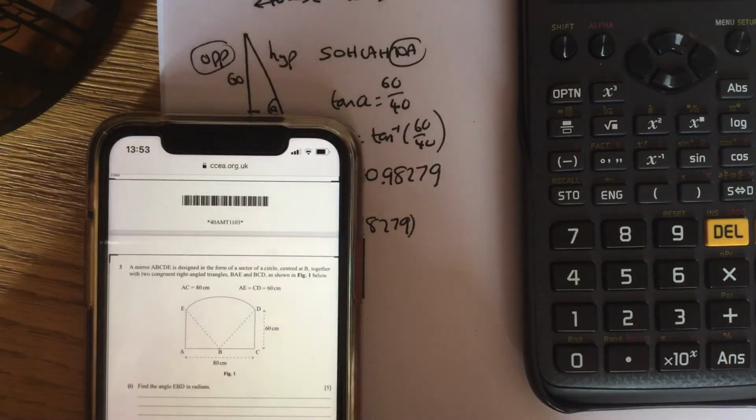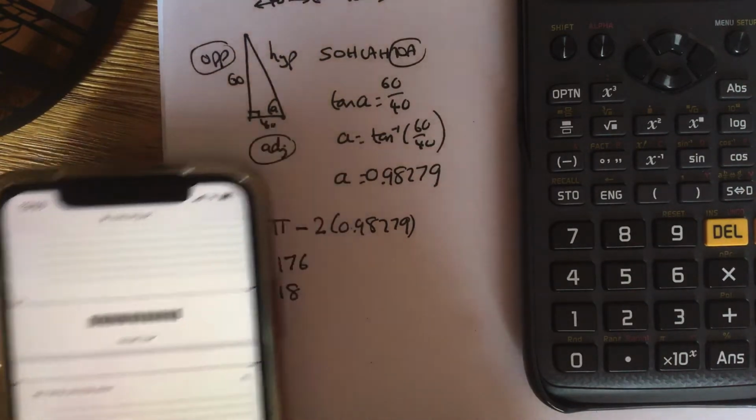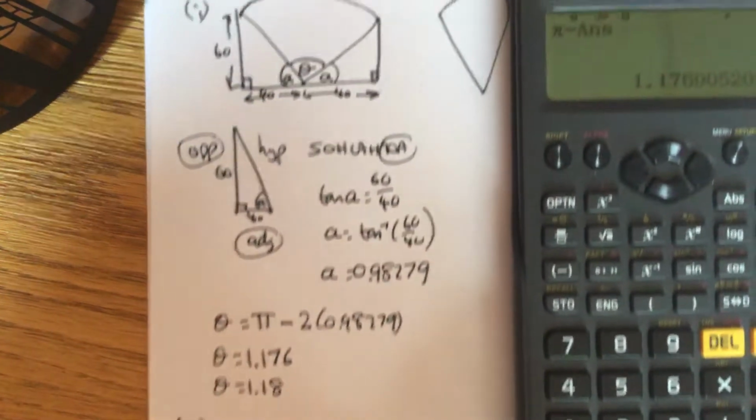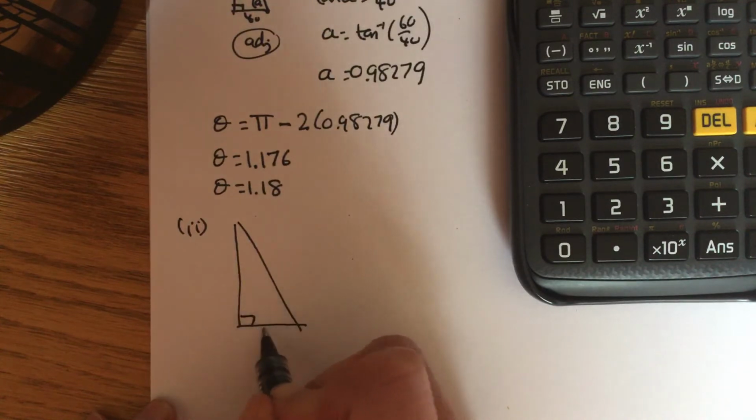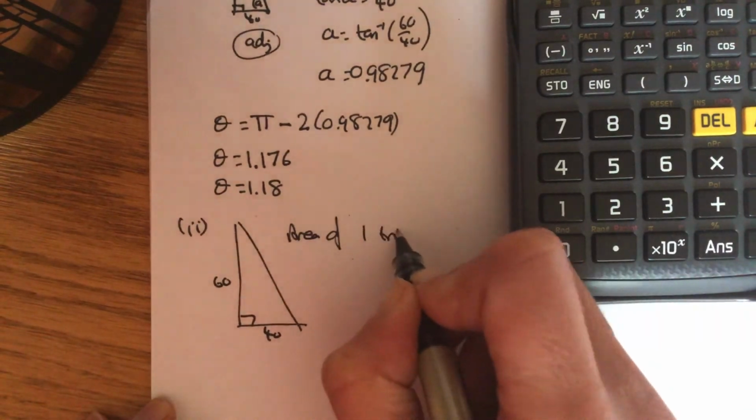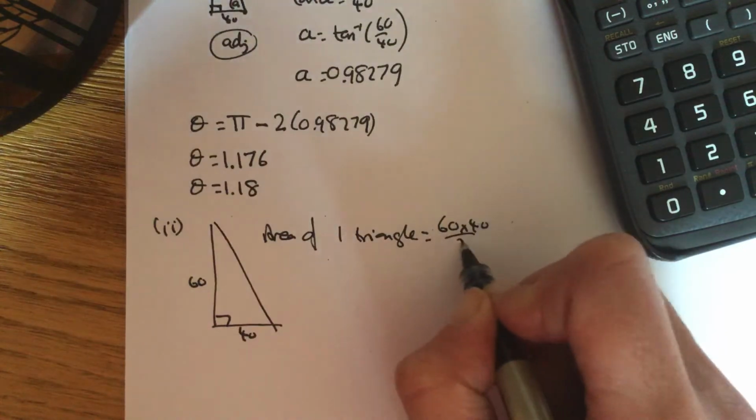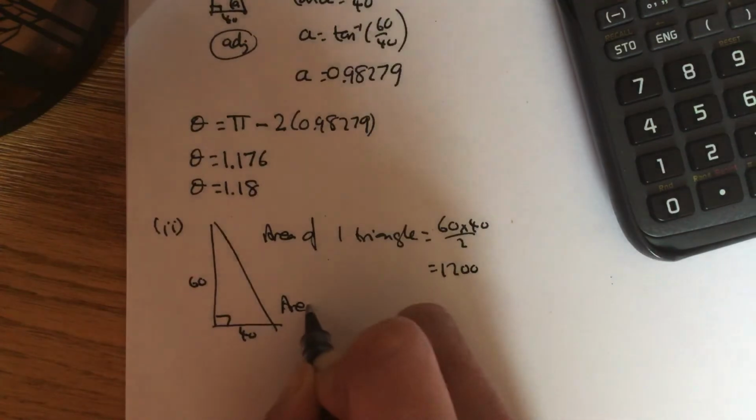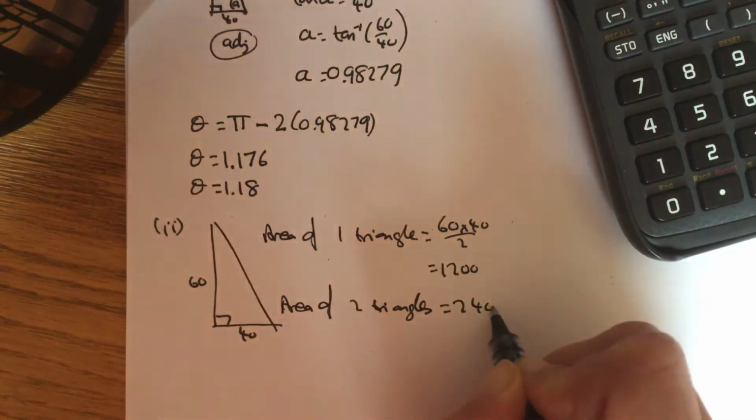Now, that was part 1. If you look at part 2, it wants you to find the area of the mirror. So the mirror, as you can see, is made up of 2 triangles and 1 sector. So the area of one triangle is base times height divided by 2. 60 times 40 divided by 2, which gives you 1200. So the area of 2 triangles is going to be 2400.